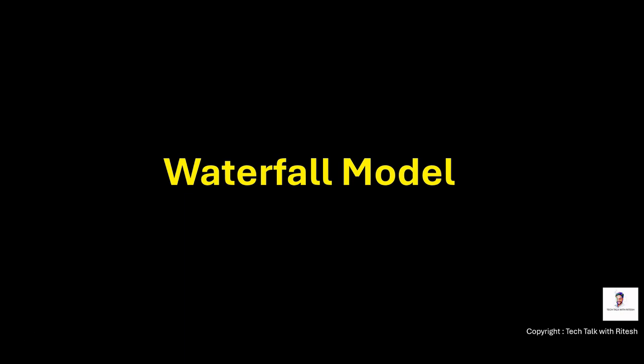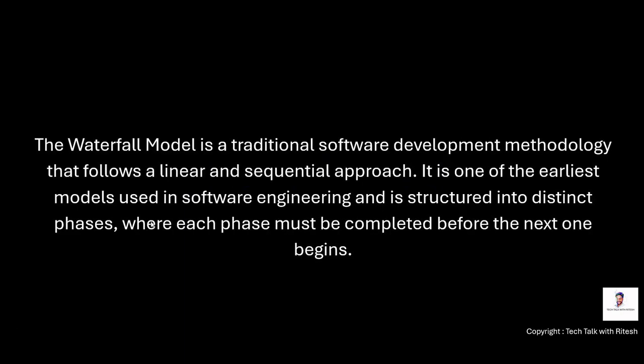Let's first understand the waterfall model. Waterfall model is a traditional software development methodology that follows a linear and sequential approach. It is one of the easiest models used in software engineering, and it is structured into distinct phases where each phase must be completed before the next one begins. That's why it's linear. One is dependent on the previous one. Until the first is complete, we cannot move on to the second one. That is why it is called a waterfall, linear, or sequential model.